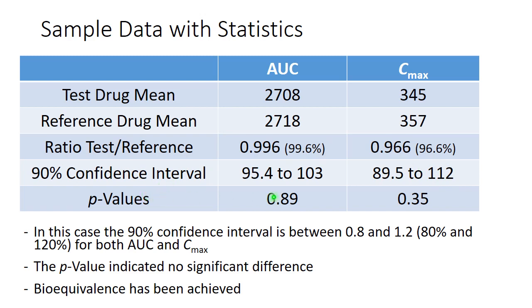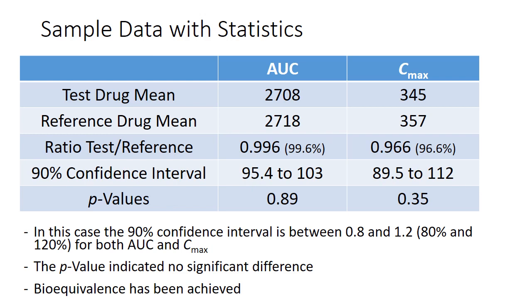Always look at the p-values. Those have to be higher than 0.05, and they are in this case. So that means there's no statistically significant difference here. The confidence intervals are in the appropriate range. Okay, so bioequivalence has been achieved, and that's all it is.